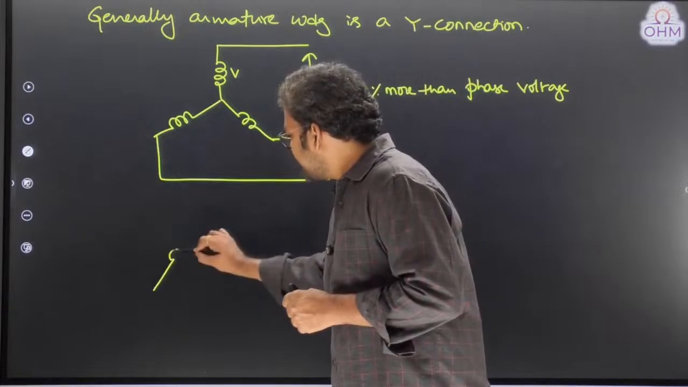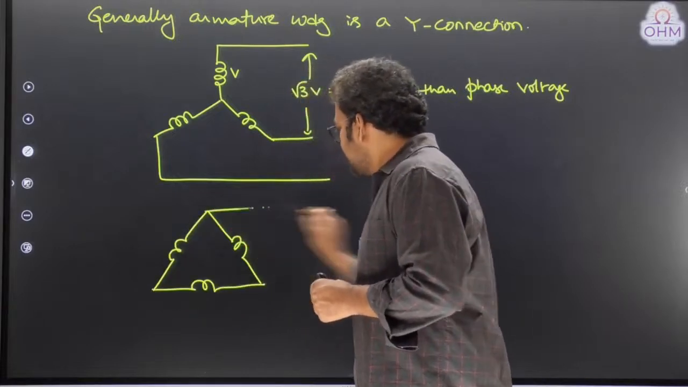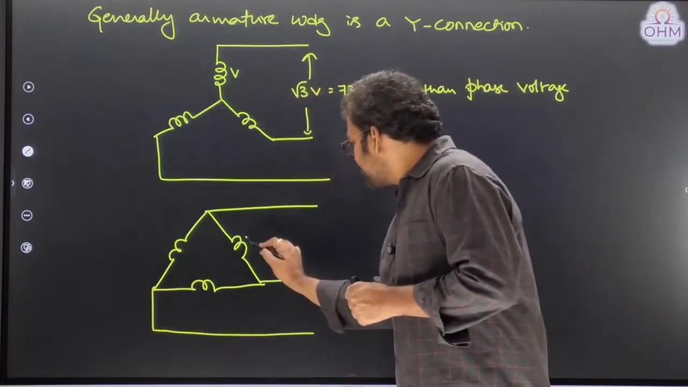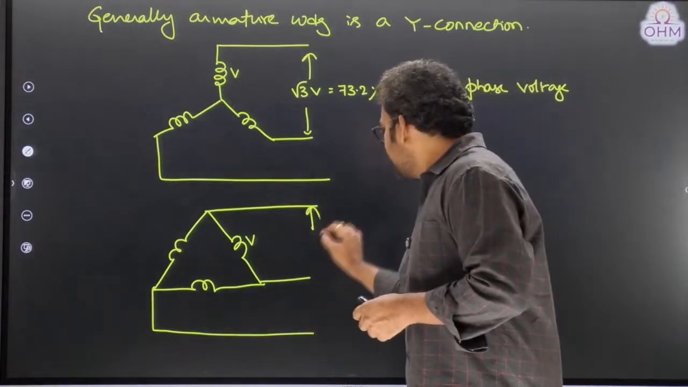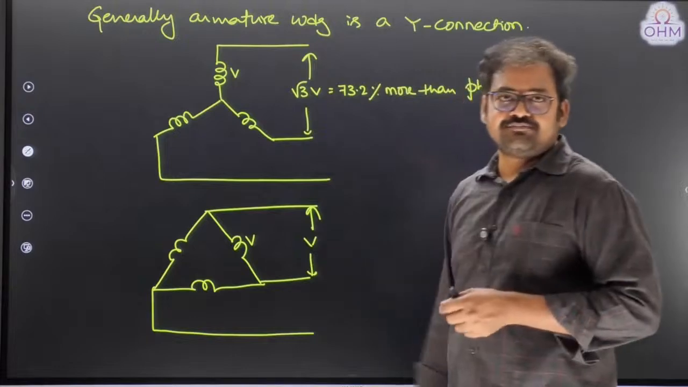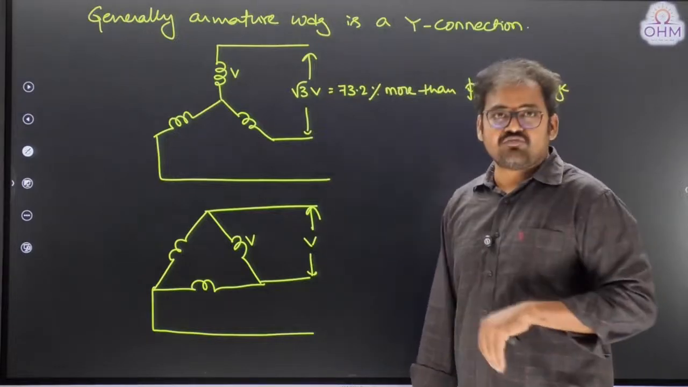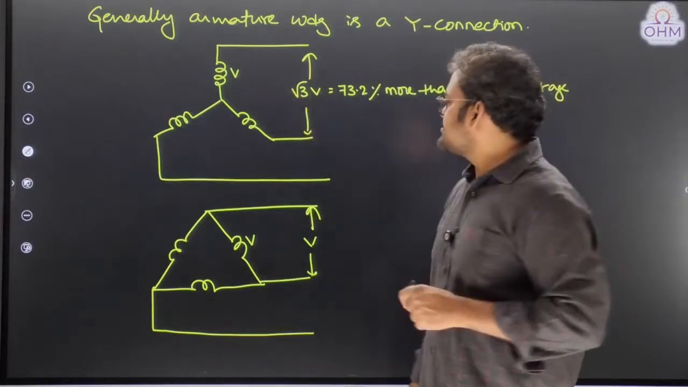Whereas, if you consider a delta connection, suppose you make armature winding as a delta connection, if a phase voltage is V, that means if voltage across every winding is V, then the line voltage is also equal to V only. So in order to generate higher output line voltages, generally we will prefer star connected winding. This is one reason.